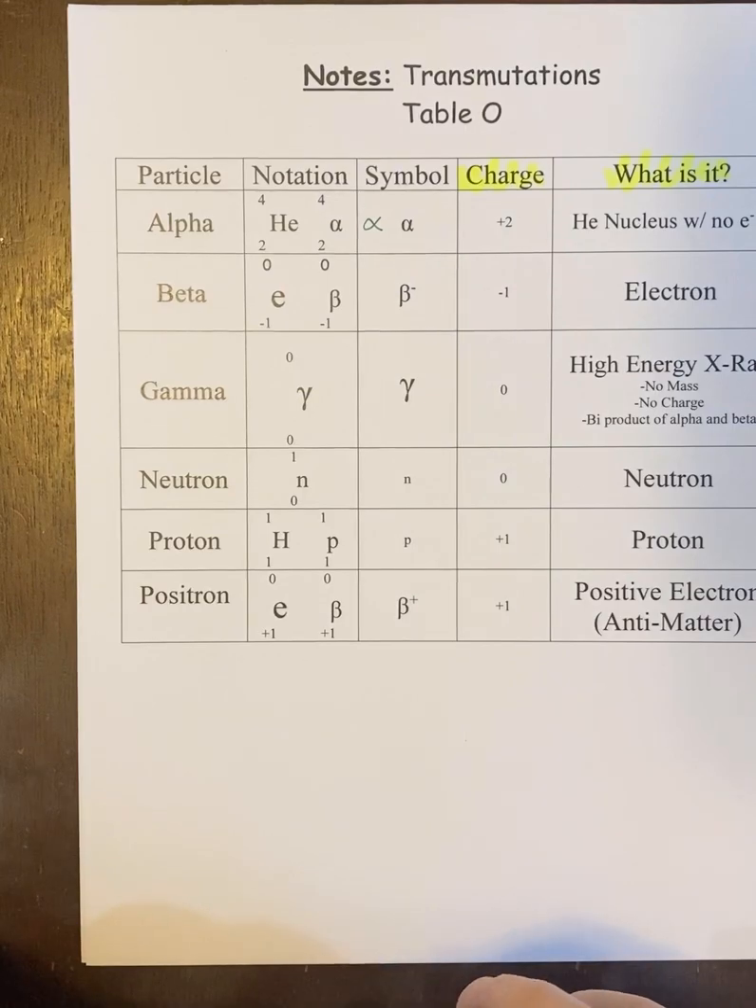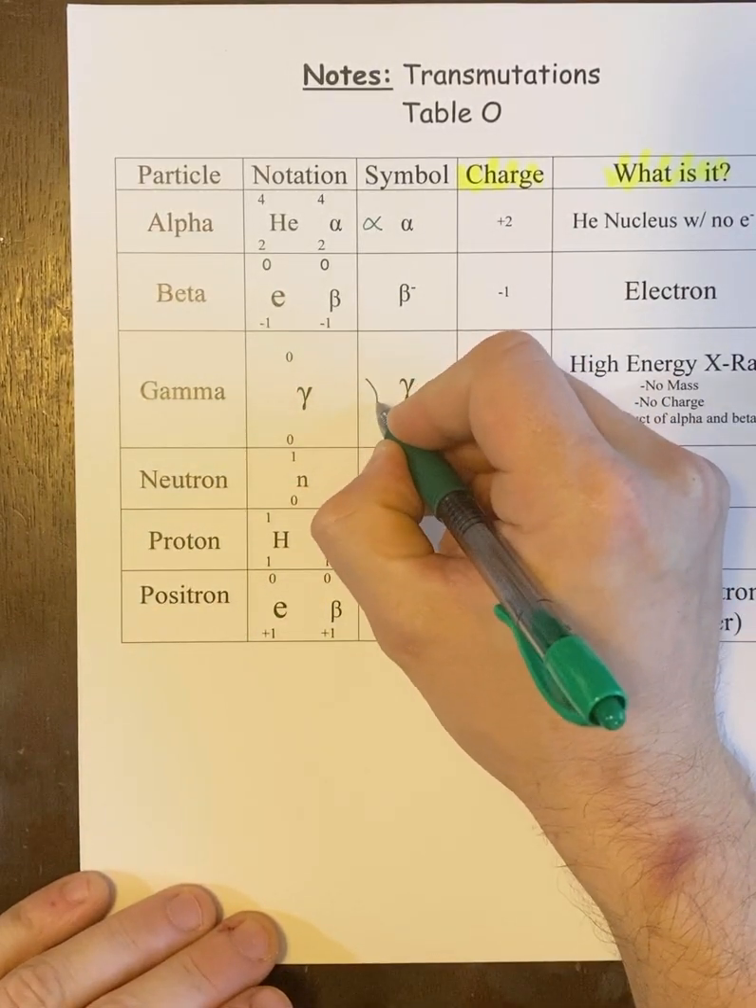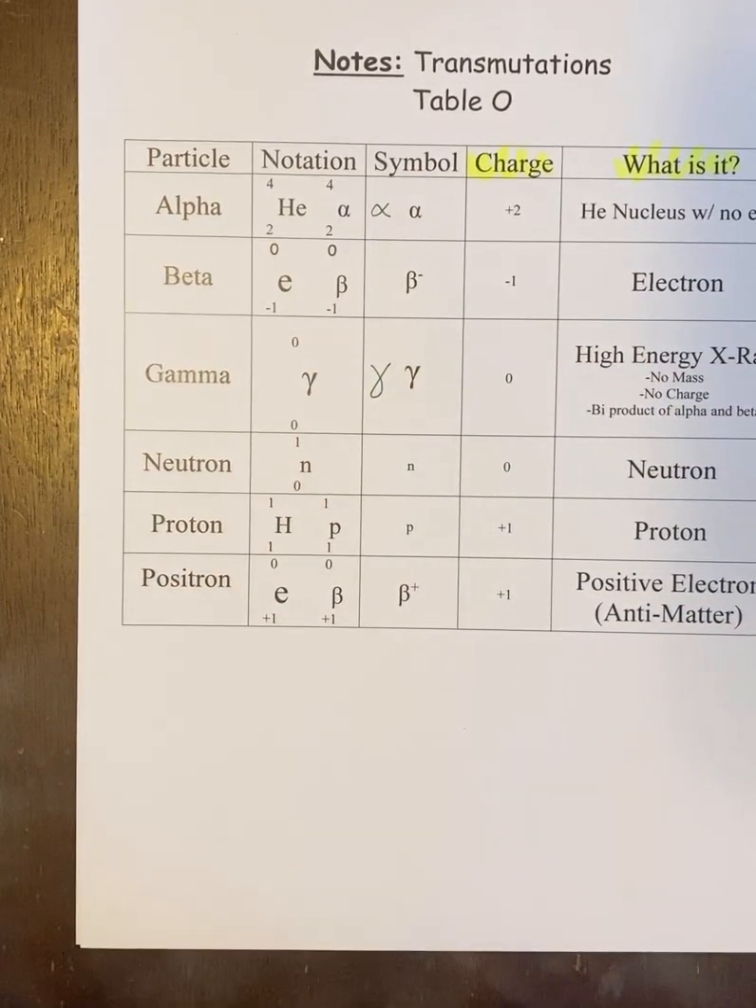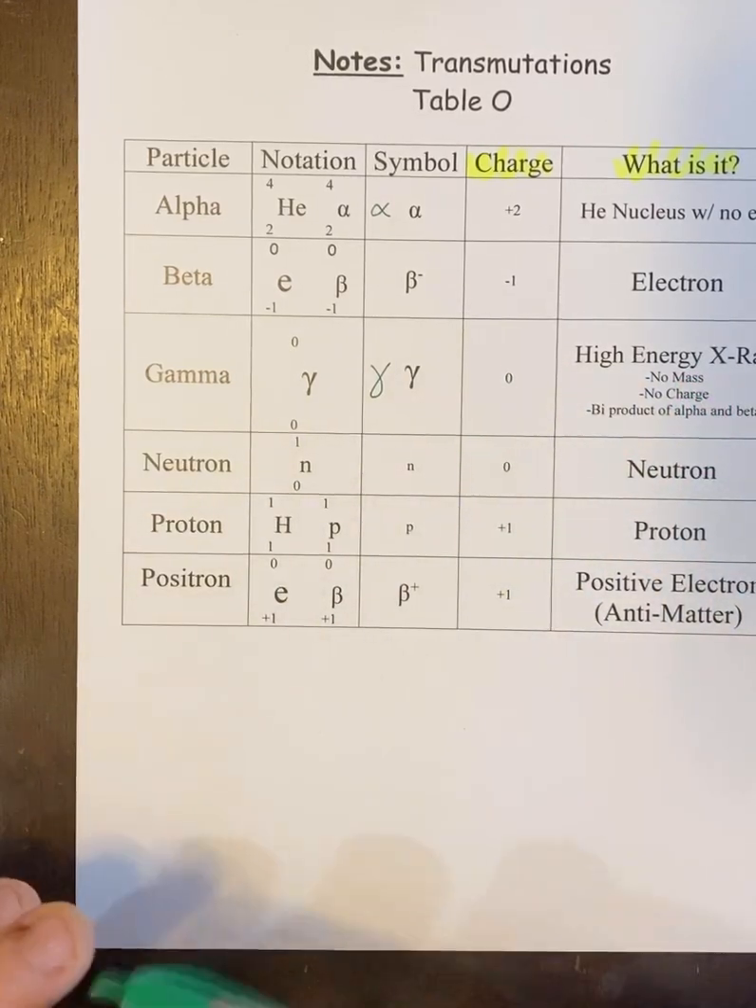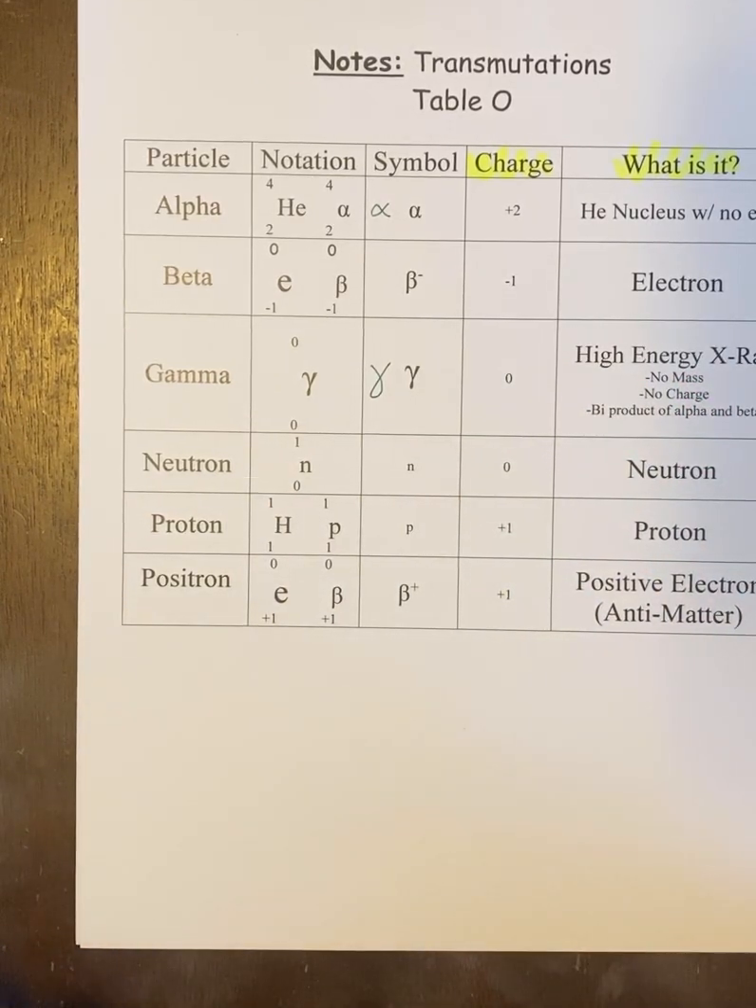Charge is -1. Gamma, it looks like a Y, but it's actually the Greek letter gamma. I tend to overdraw it like this so that it's a little bit more obvious. And it's 0, 0. What is it? Well, it's a form of light. It's a high energy X-ray. We can't see it with our eyes. It will go straight through you. It has no mass, no charge, and it's typically accompanied by alpha and beta. So you do get a gamma alone, but a lot of times you get alpha and gamma and then beta and gamma.